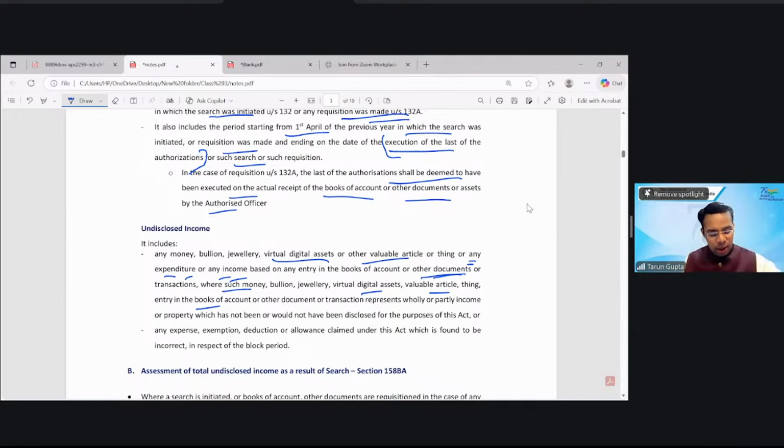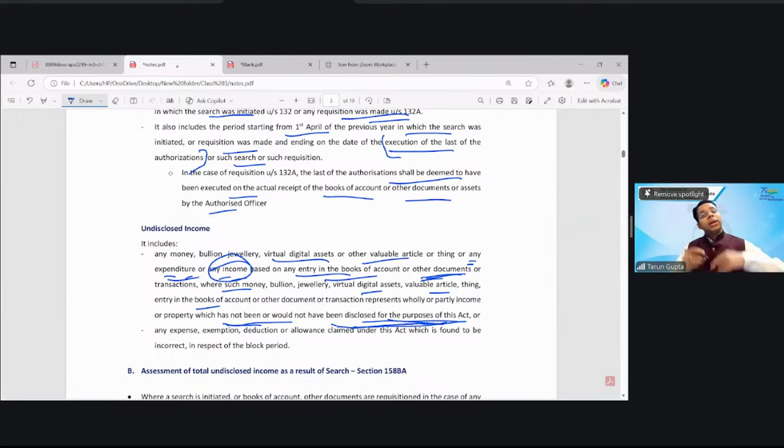So what I was saying is that undisclosed income includes money, bullion, jewelry which has not been or would not have been disclosed for the purpose of this Act. It includes expenditure based on any entry in the books of account or other documents which has not been disclosed for the purpose of this Act. It includes any income based on any entry in the books of account or other document which has not been disclosed for the purpose of this Act.